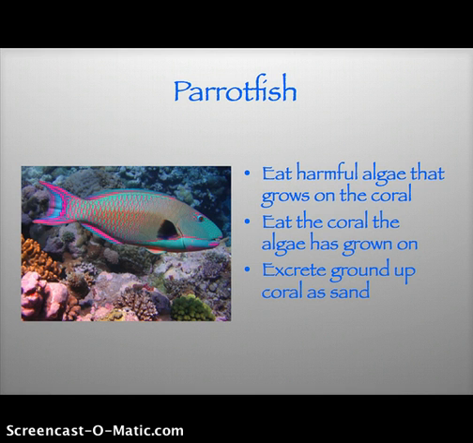One of these animals is the parrotfish. The parrotfish survives by eating harmful algae that grows on the coral. Algae can kill the polyps and destroy the coral, so the parrotfish is also helping the reef by eating the algae. Parrotfishes excrete ground up coral as sand, and one parrotfish can excrete 200 pounds of sand a year.